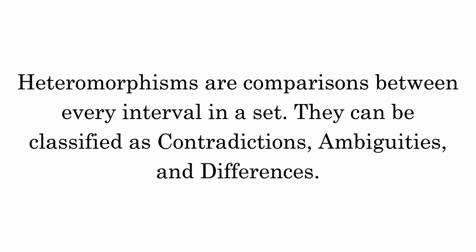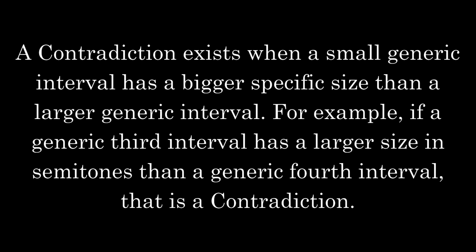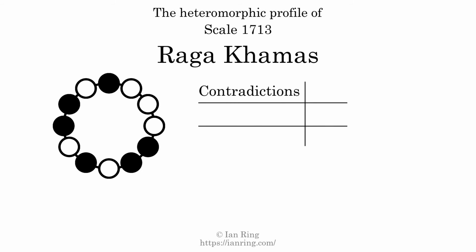Heteromorphisms are comparisons between every interval in a set. They can be classified as contradictions, ambiguities, and differences. A contradiction exists when a small generic interval has a bigger specific size than a larger generic interval. For example, if a generic third interval has a larger size in semitones than a generic fourth interval, that is a contradiction. The number of contradictions in this scale is 12.